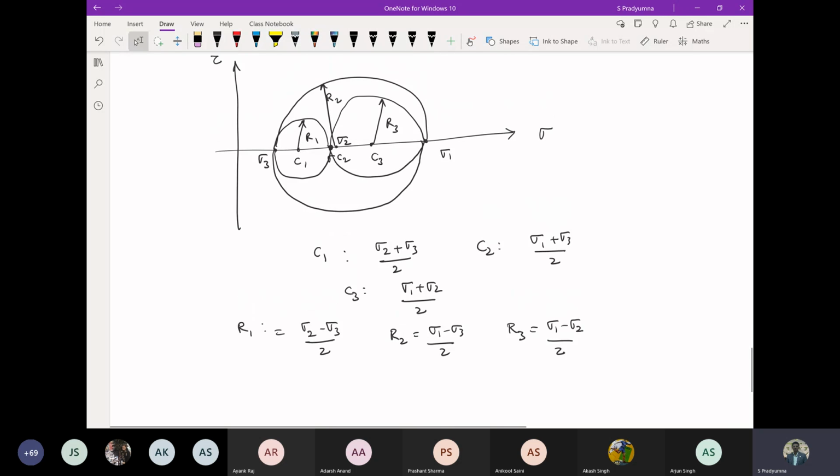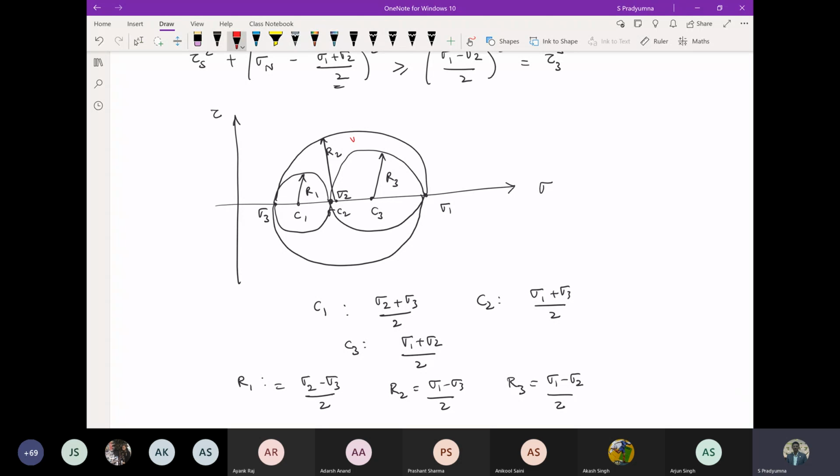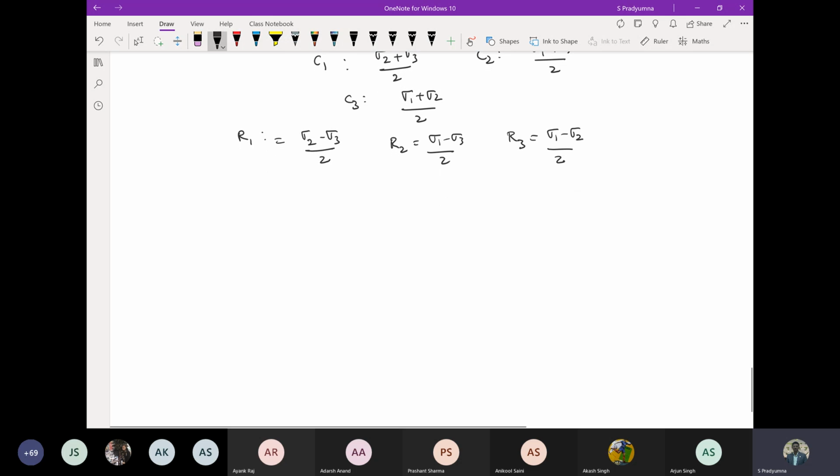That means any point I locate here, this is (sigma n, tau s), is inside or outside this circle, the extreme circle, or it should be outside these two circles, or at the most it can be on the circle. So this is my observation on this.